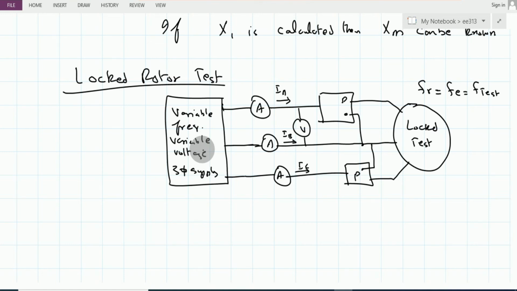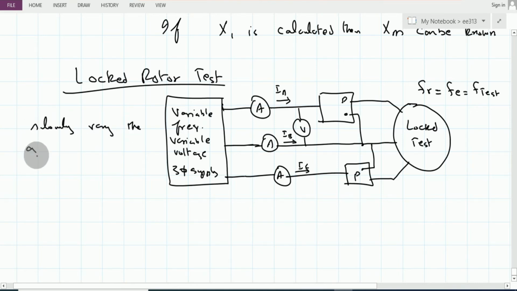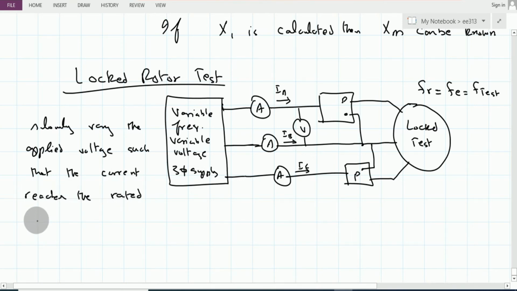So we slowly vary the applied voltage such that the current reaches the rated value, rated full load value. Thereafter, we measure the voltage, the current, and the power. They are measured.